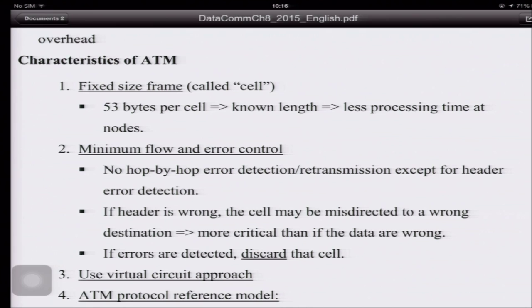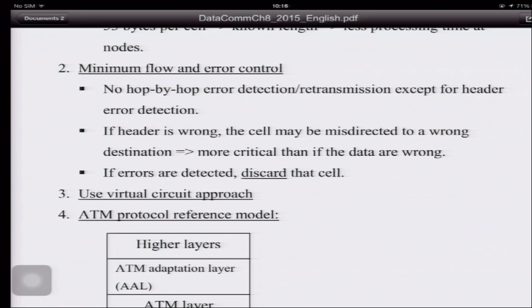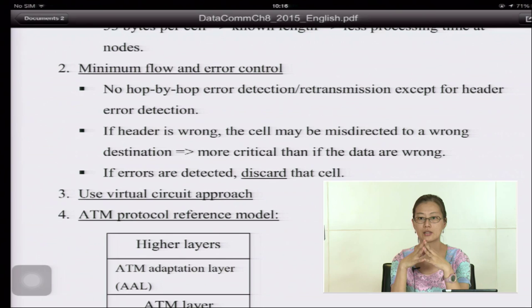You have minimal flow and error control. You don't have any hop-by-hop error correction, error detection and retransmission as done in X25. X25 has hop-by-hop error control, but in ATM, this is cut out, so you don't have to do this.